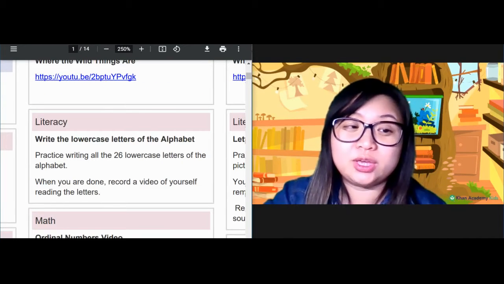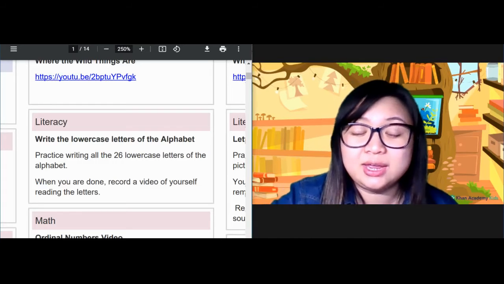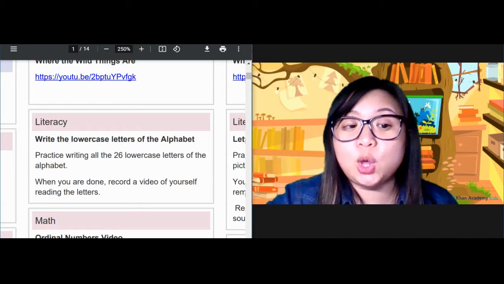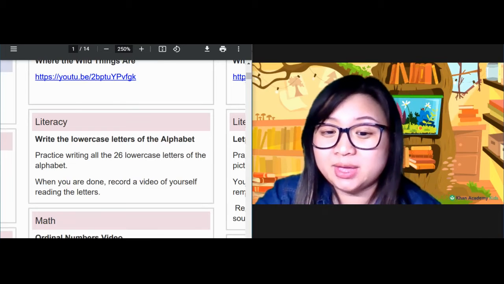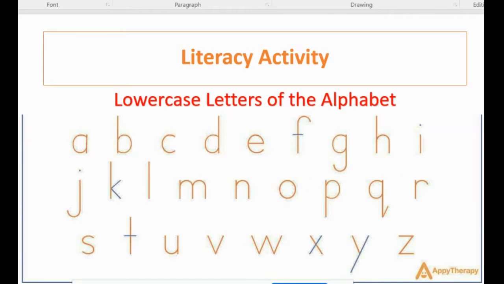When you are done with your Read Aloud book for literacy today, I want you to write the lowercase letters of the alphabet. So yesterday you wrote all the uppercase letters. So today I want you to practice writing the lowercase letters. And then I want you to practice reading them when you are done and take a video of yourself pointing to the letters and reading them.